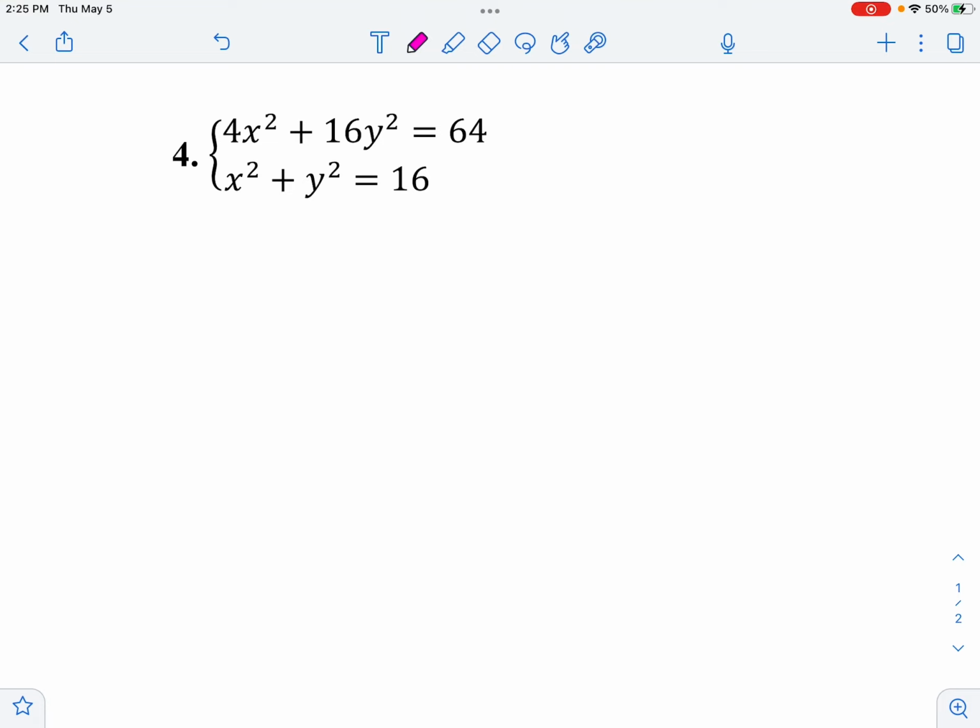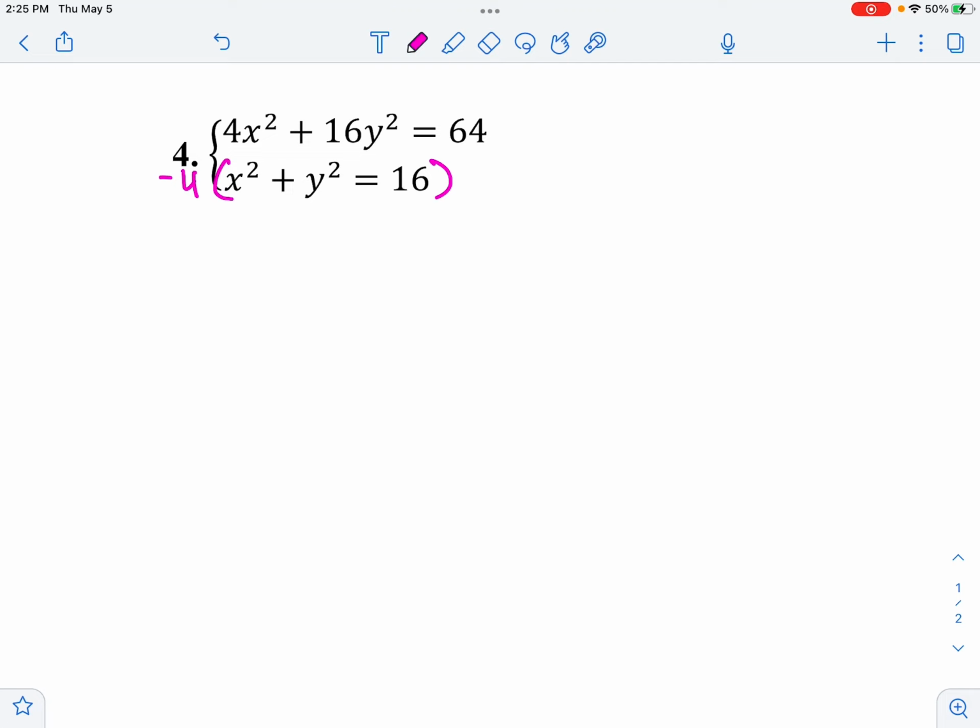So when you have two quadratics, you want to use elimination because we can't have all of these x squareds and y squareds. So you're going to choose a variable to eliminate, looking to see which one has the least amount of work. I can get rid of the x squareds by multiplying the second equation by -4, or I can get rid of the y squareds by multiplying the second equation by -16. My mental math is stronger with multiplying by -4. So that's what I'm going to do. I'm going to multiply the second equation by -4.